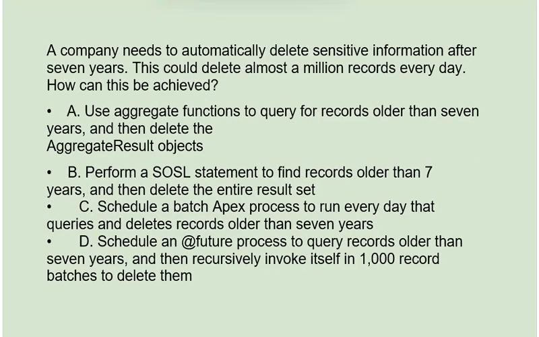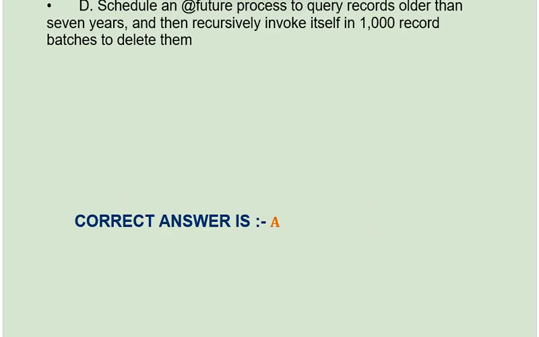Option A use aggregate functions to query for records older than 7 years and then delete the aggregate result objects. Option B perform a SOSL statement to find records older than 7 years and then delete the entire result set. Option C schedule a batch Apex process to run every day that queries and reads records older than 7 years. Option D schedule an at future process to query records older than 7 years and then recursively invoke itself in 1000 record batches to delete them. Correct answer is option A.